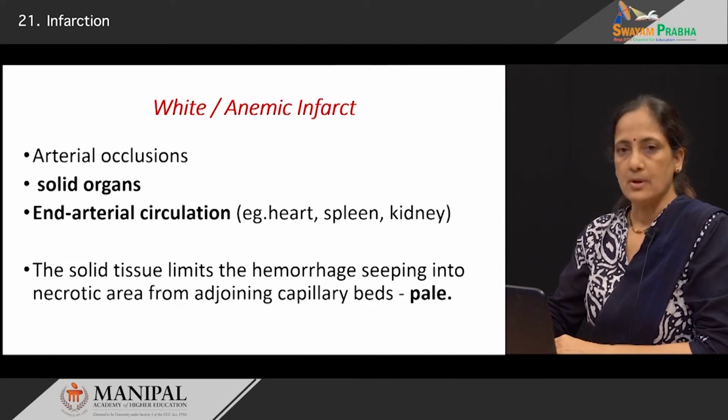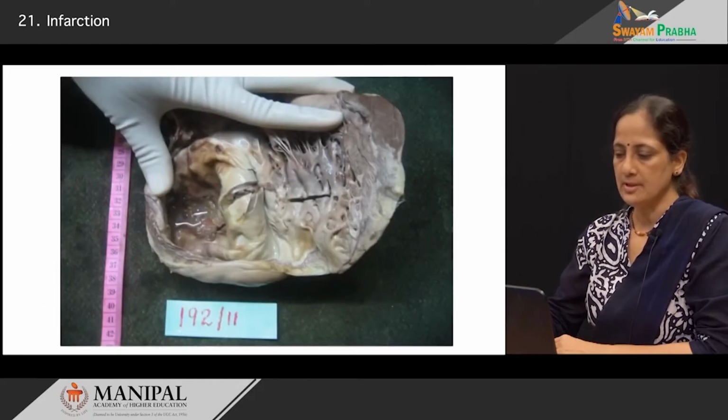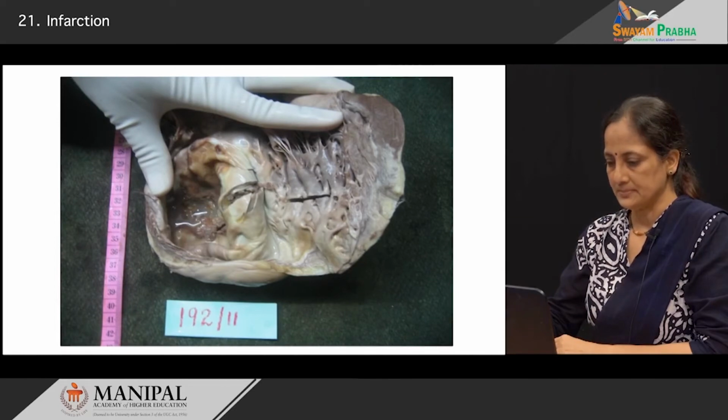Here is an example of a white infarct seen in myocardium. This is a case of transmural myocardial infarction. Similarly, you can see the white infarct involving the spleen in the right picture.